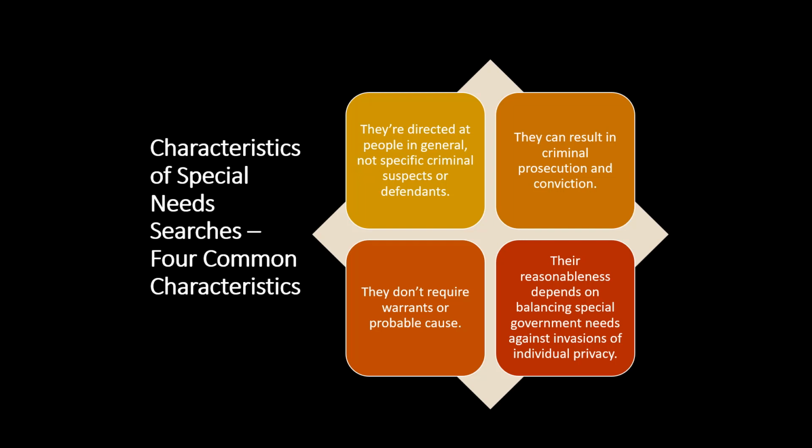Okay, so the characteristics of special needs searches, 4 common characteristics. One, they're not really focused on a criminal. So we're not looking at getting someone who has committed a crime, or we suspect is committing a crime. So very often what these searches will do is they will discover a crime, but it's by and large, put this in parentheses, unintentional. Which leads to the next block over there. They can result in criminal prosecution and conviction. There's no question that I might search an airplane bag coming into the United States, and if I find cocaine or if I find uranium, that can lead to a criminal prosecution and a conviction.